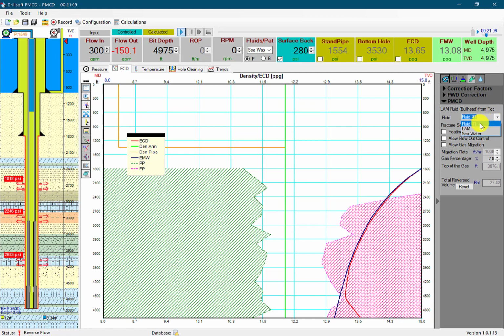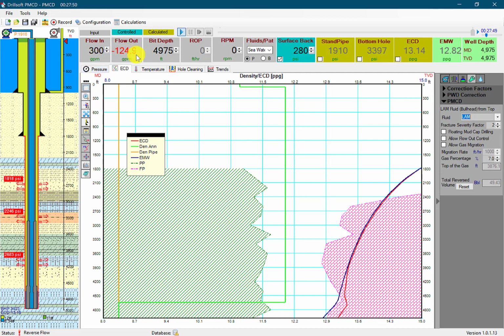And since we're bullheading, we may as well change that to light annular mud. So we begin pumping in seawater through the drill string and lam in the annulus. And we'll keep track of everything that's going on in the well. Our flow out has reduced to 125 gallons per minute.